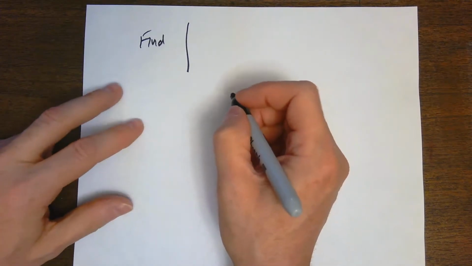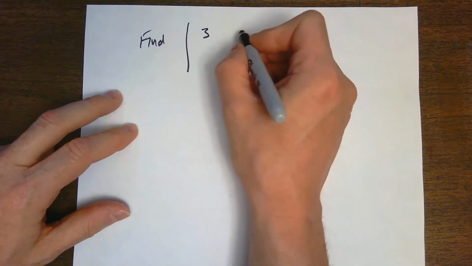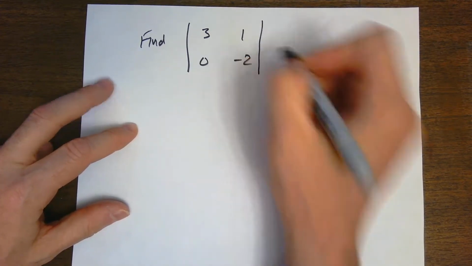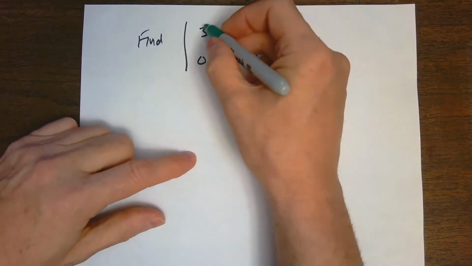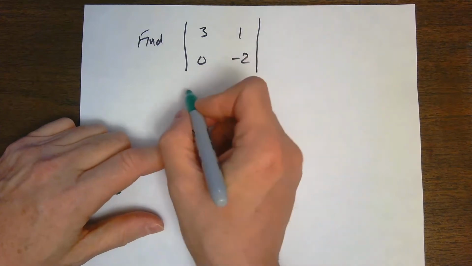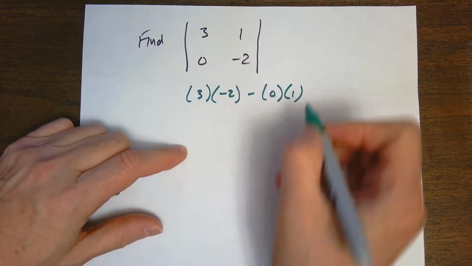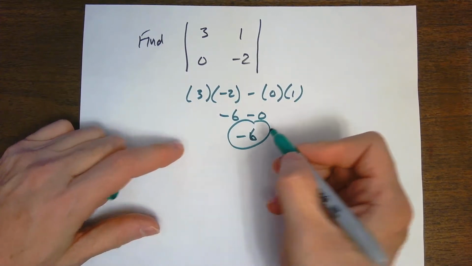Find the determinant of the matrix 3, 1, 0, -2. All right, again, same process. This times this minus that times that. 3 times -2 minus 0 times 1. -6 minus 0. The determinant is -6.